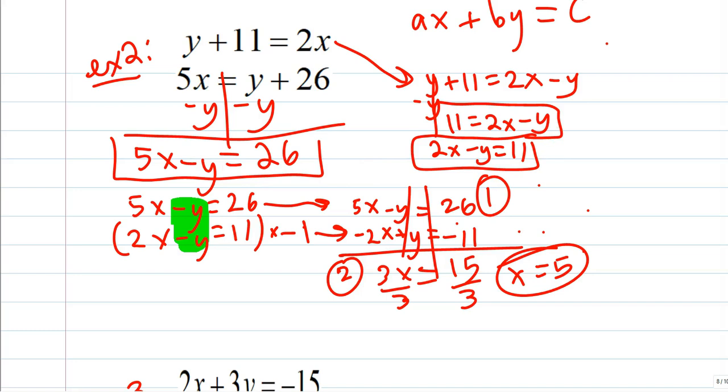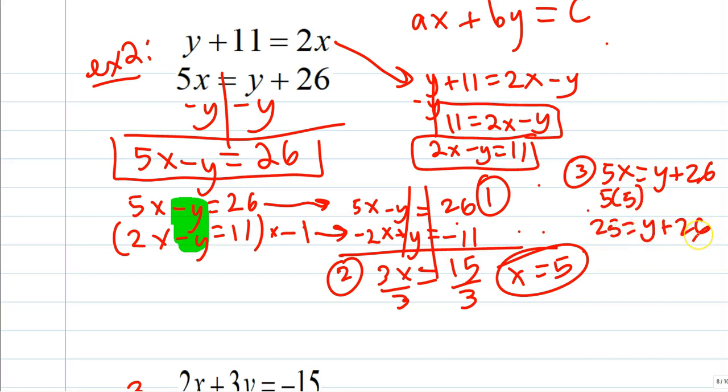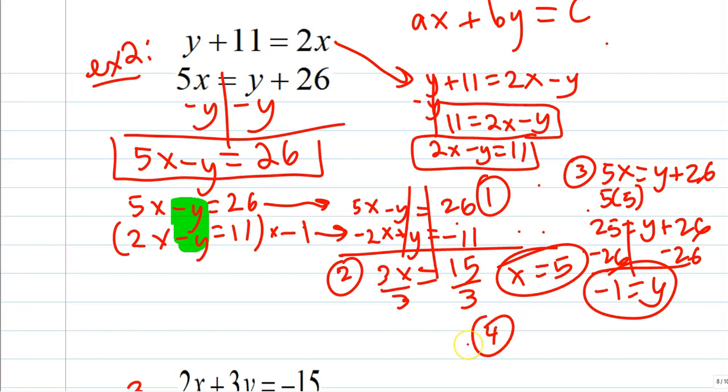How about 5x is equal to y plus 26? Because 5 times 5, or 25, is equal to y plus 26, is pretty easy to solve. If I subtract the 26, I get that y is equal to negative 1. What's our answer? Make sure you write your answer as a point, 5 comma negative 1.